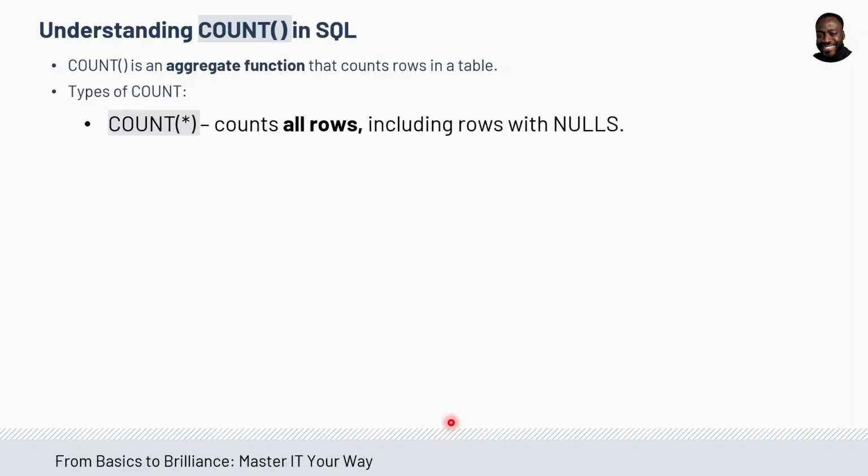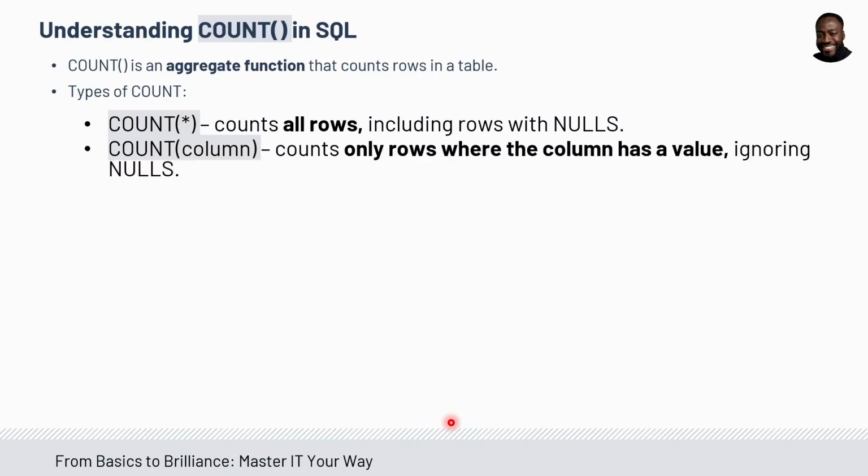What then is count? Count, as we know, is an aggregate function that counts rows in a table. Then we do have some types. The first one is the count with the asterisk or the star, which counts all rows, including rows with nulls. When I say with nulls, it means those rows are empty.